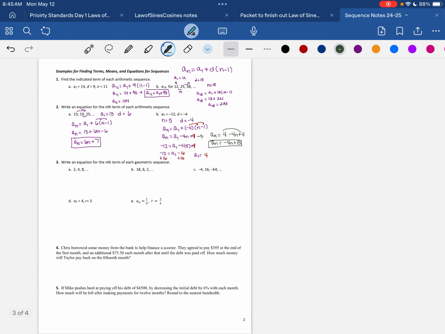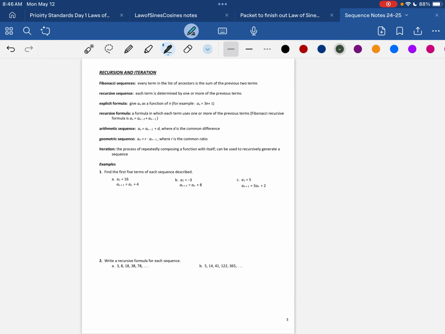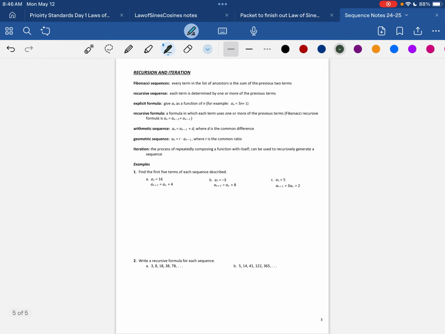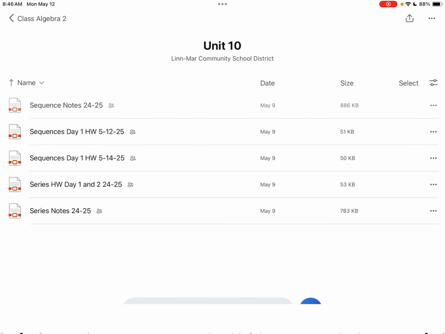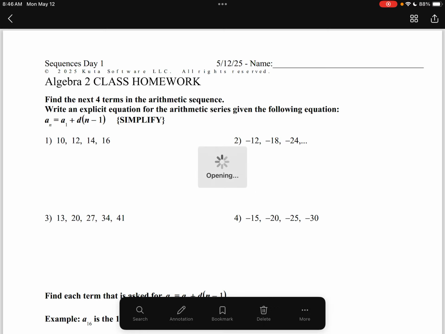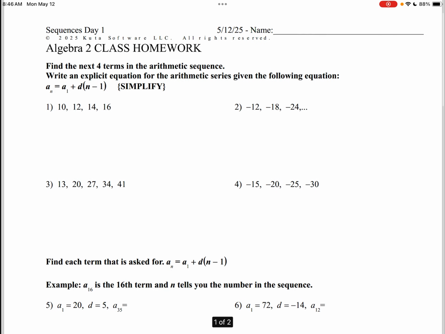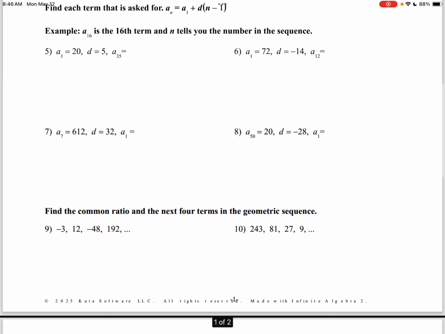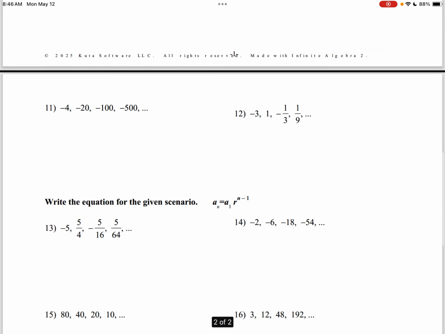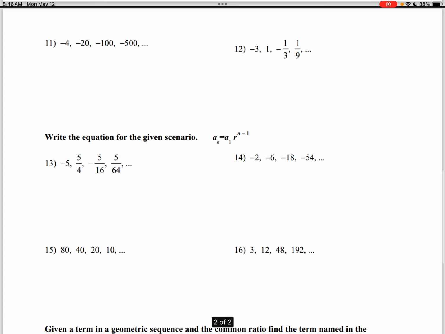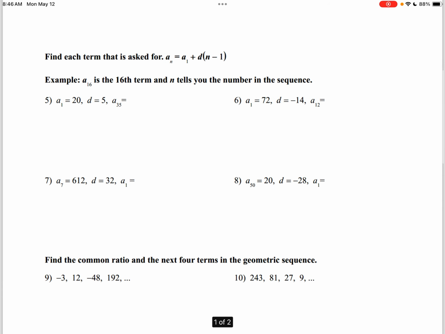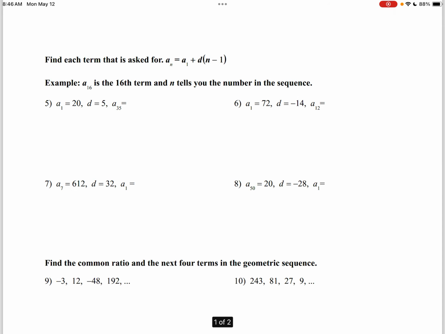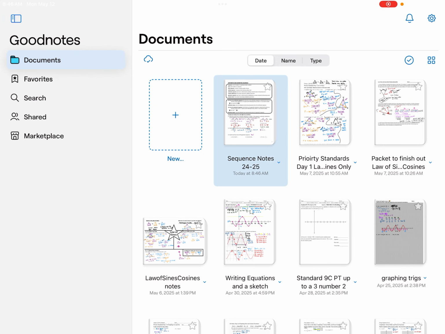Homework-wise, what I want you to do is you're going to skip the recursion and reiteration. Oh my gosh. Where's my homework? Oh no. Homework. Let's go find it. Homework is right here. So homework problems. I just want you to do the first page, 1 through 8.